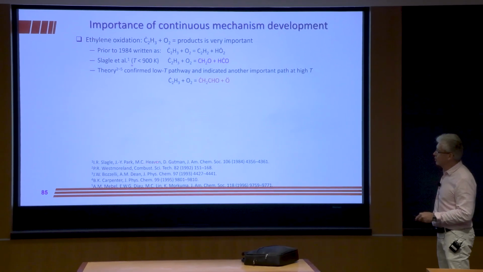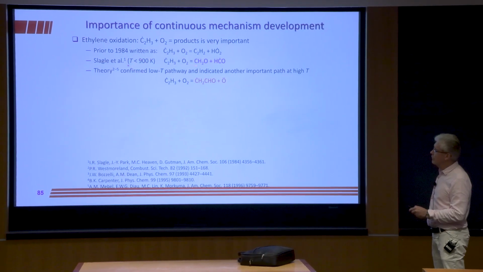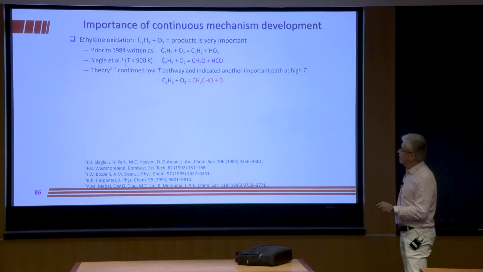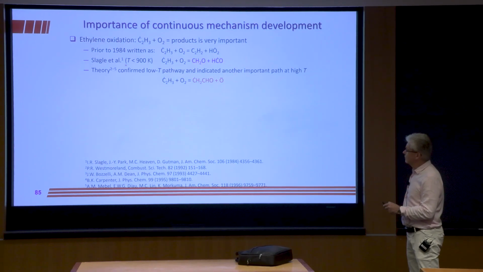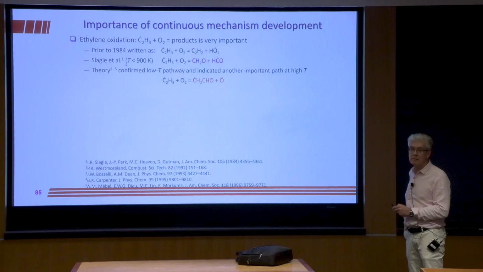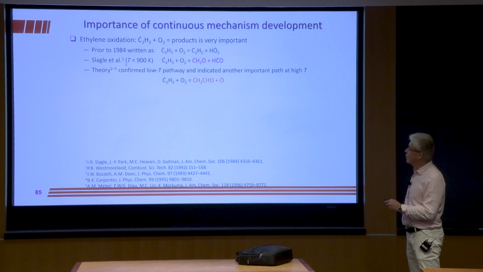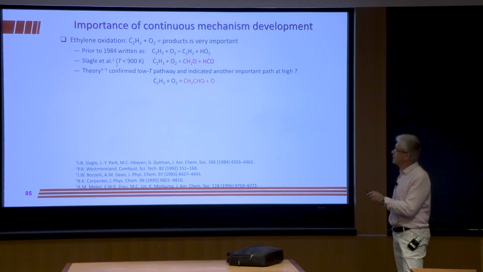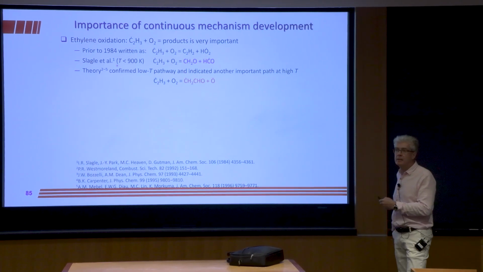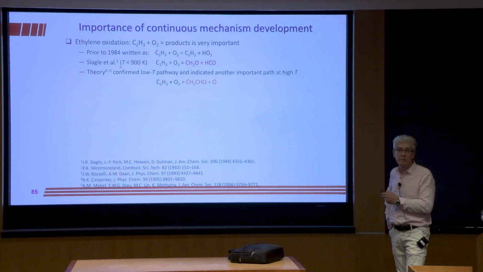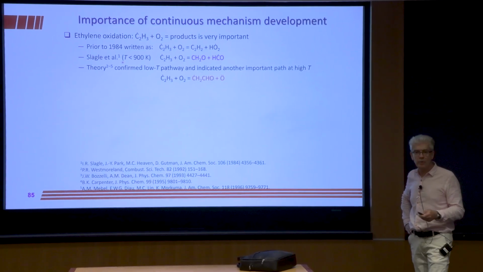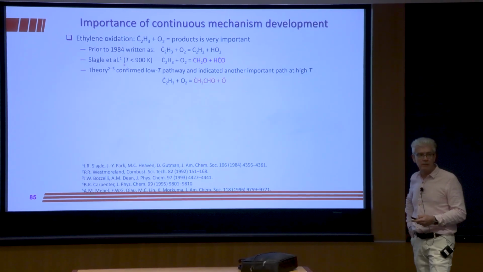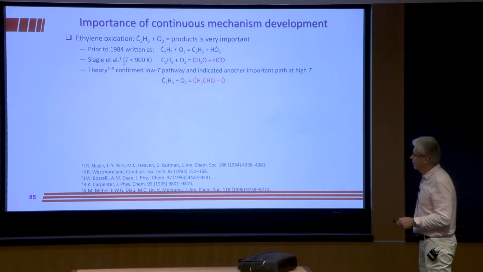Irene Slagle, working with David Gutman, right, they found that at temperatures below 900 Kelvin, this reaction actually produced formaldehyde and formyl radical, right? And formaldehyde and formyl radical will give you a high degree of reactivity because formaldehyde will oxidize to formyl radical, and formyl radical can undergo unimolecular decomposition to give H atoms. And then H is going to react with O2 to give O plus OH. So that's going to significantly increase reactivity at temperatures below 900 Kelvin.